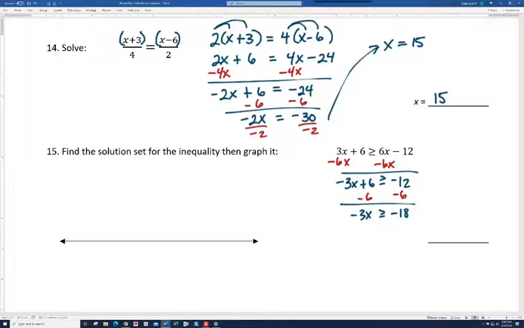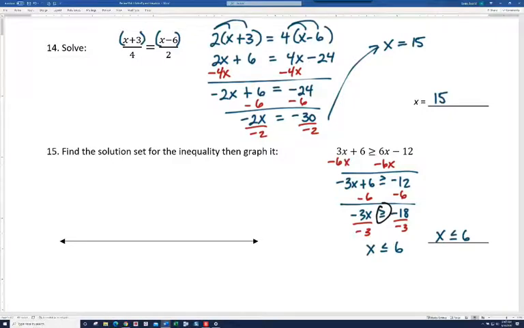And now we're trying to get rid of this negative 3. The opposite of multiplying by negative 3 is dividing by negative 3. So we'll do that on each side. Hopefully right there, a little red light went off in your brain and you're like, wait a second, I just divided by a negative and I have to reverse that symbol, and so that's what we're going to do. We get x is less than or equal to 6. And so that is our solution.